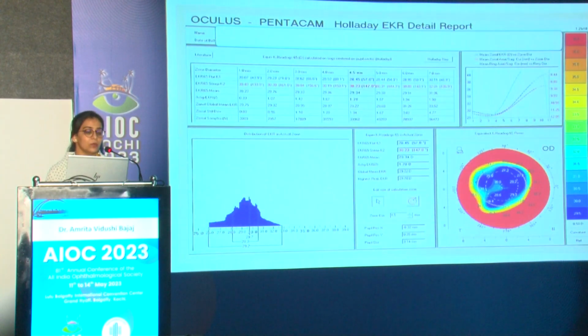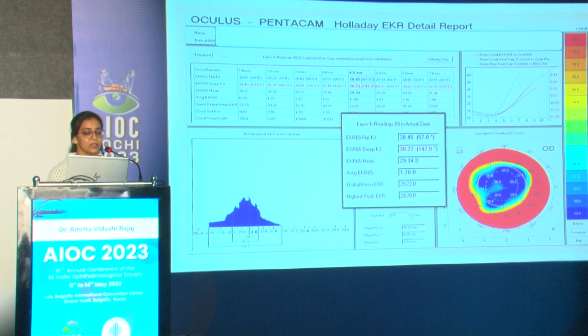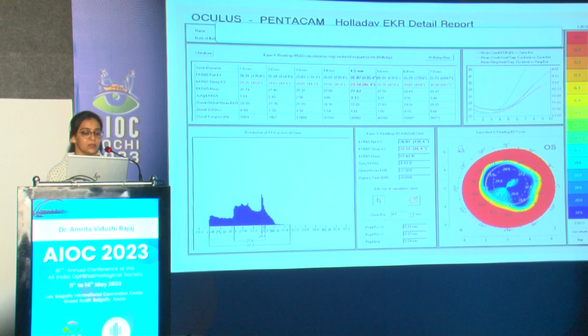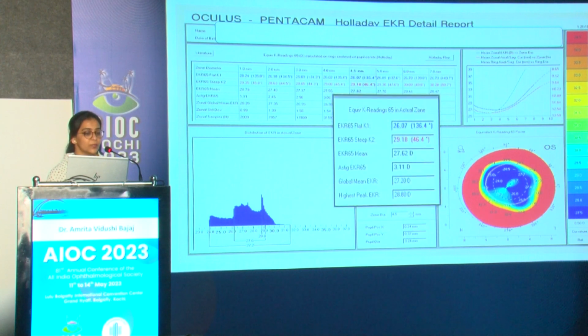As a routine for post-refractive surgery, we look at the Holladay EKR detailed report, which gives us a fair idea about the EKR flat and the K1 and K2s, with an EKR 65 mean. So we went ahead with 29.34 in the right eye and around 27.62 in the left.